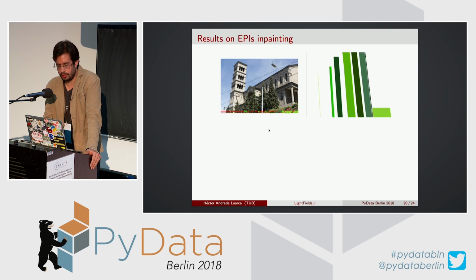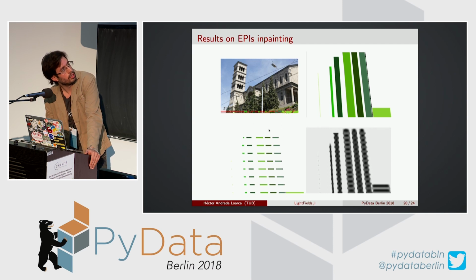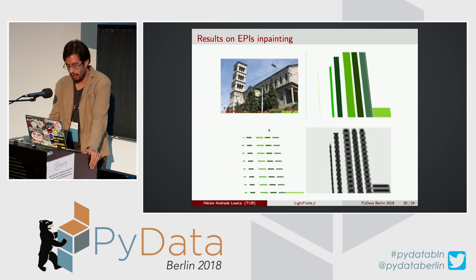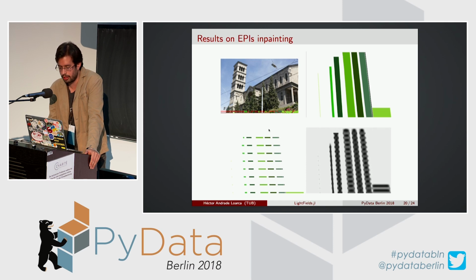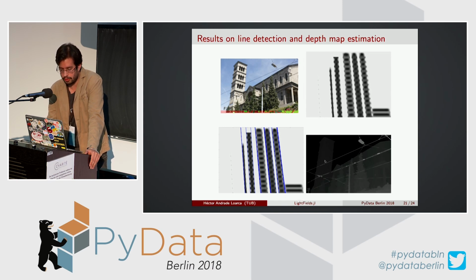So this is one example of the results. This is the sparse version, and this is the inpainted version that I get using shearlets, from which I can use the Hough transform to detect the lines. These are the lines that I detected here, and the corresponding depth map is this. It's a color map representation of the depth map, where the lighter elements are the ones that are closer, and the darker elements are the ones that are not so close.